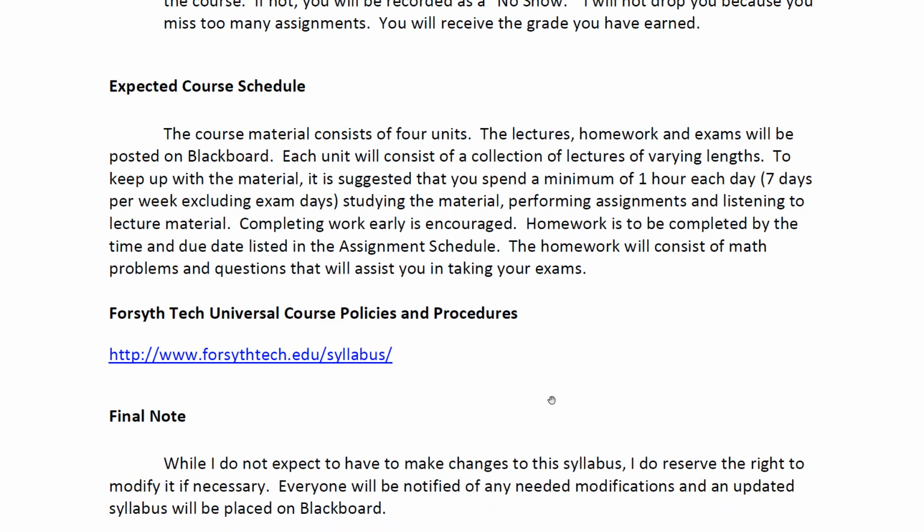Here we have the Forsyth Tech Universal Course Policies and Procedures. I do want you to highlight and copy and actually read that. That could be information that's on your course entry assignment. That could be information that's on your test. This is just information that is put out by the college that we used to have in print on our syllabus, but the school elected to do this on the website, so that could shorten our syllabus, and I'm very appreciative of that. But I still want you guys to read this information.